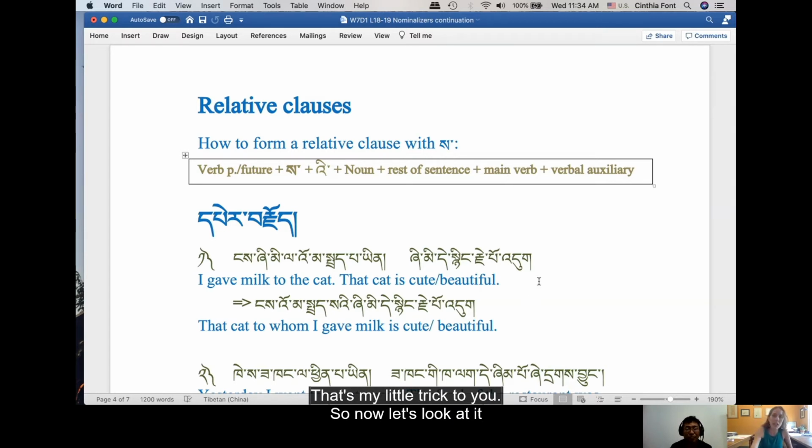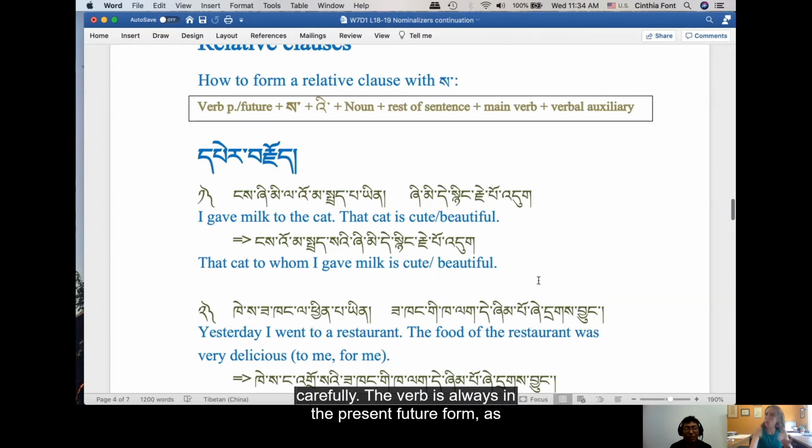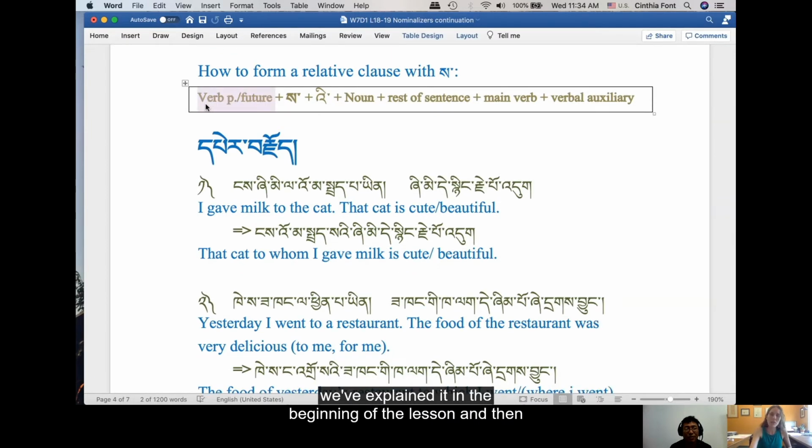So now let's look at it carefully. The verb is always in the present future form, as we've explained in the beginning of the lesson. And then sa with akikui. You need the connective particle to make a relative clause with sa. You really need it. That's just how it is. And then the rest of your sentence, your main verb, your verbal auxiliary. This is important, like we were saying in the introduction: the tense that the sa or the se relative clause is designating in the sentence is only shown by the ending verb and ending auxiliary.